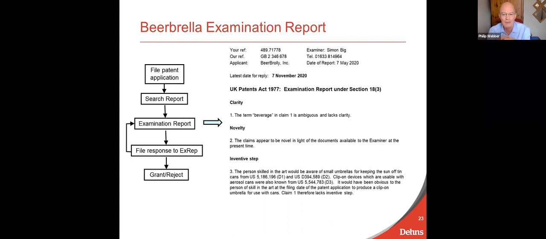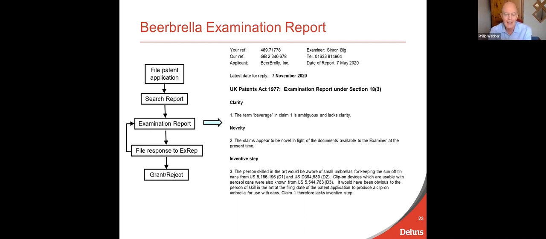So all that has to be done within the time limit that is allowed for replying to the report. In this particular case, the examiner said the term beverage in claim 1 is ambiguous and lacks clarity. Now, the word beverage is a very old English word, but in reply to that, I would take a copy of the English dictionary and say, look, the word beverage is clearly defined as any drink. It's a well-known word.